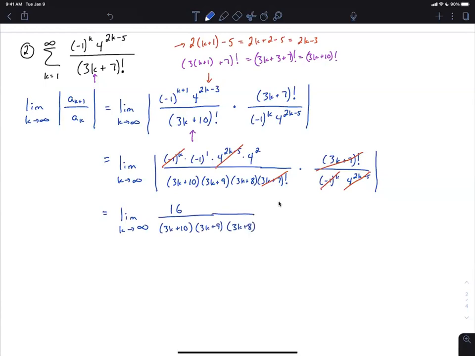Okay, well then if we look at that, we've got all power functions basically. So the biggest thing on bottom, if you multiplied all that together, would be 27k to the third, but you're going to have 16 over infinity, which goes to 0. So the limit there is 0. And I'm fine if you can look at that and realize that it's 0, or if you want to write an extra step, you can do that too. Does everybody follow how to get 0 there?